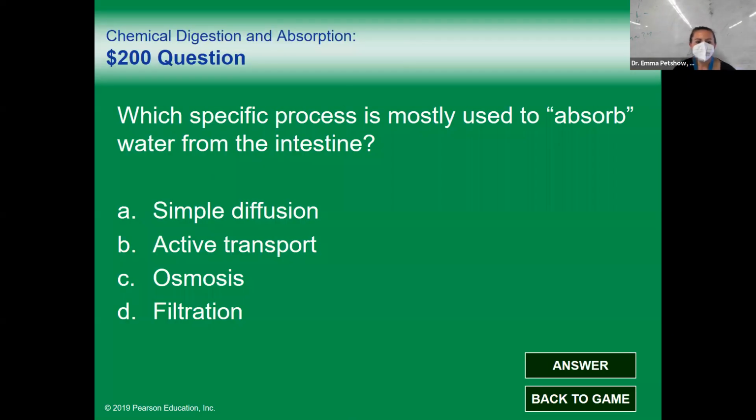What specific process is mostly used to absorb water from the intestine? Simple diffusion, active transport, osmosis, filtration. Water. Good. Good, maybe, not sure.